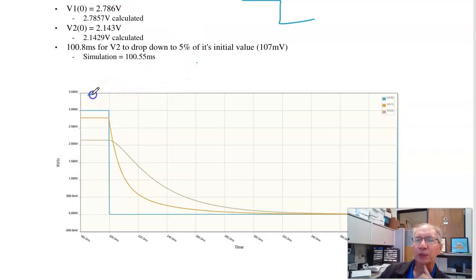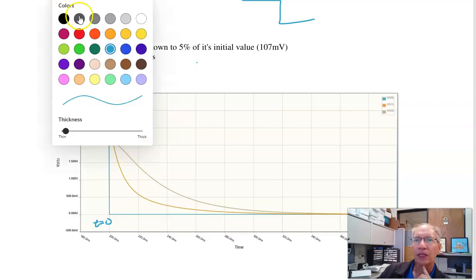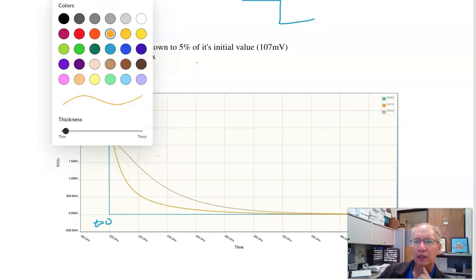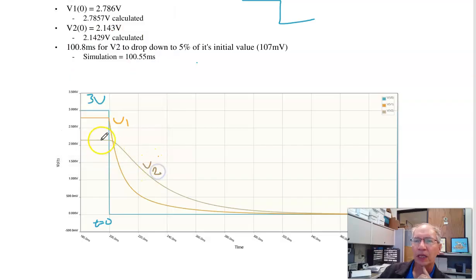This is the natural response. So I'm going to call this t equals 0 when it turns off. The orange line is V1. The brown line is V2. That's pretty much what we calculated with our differential equations.